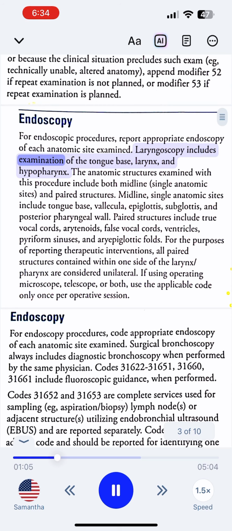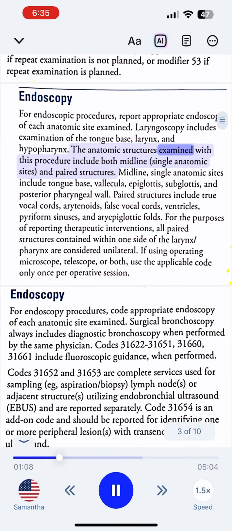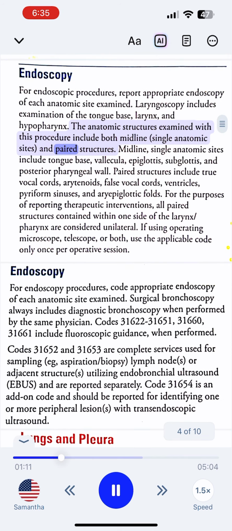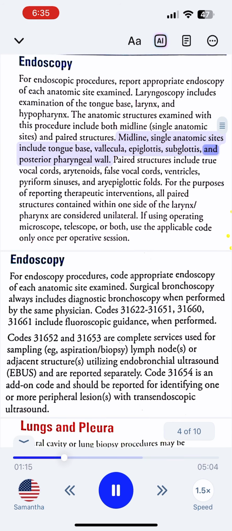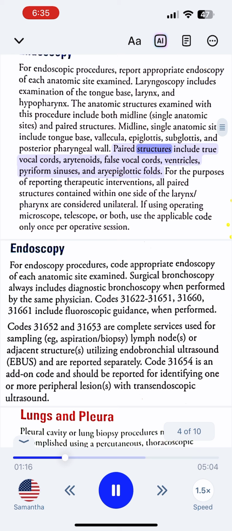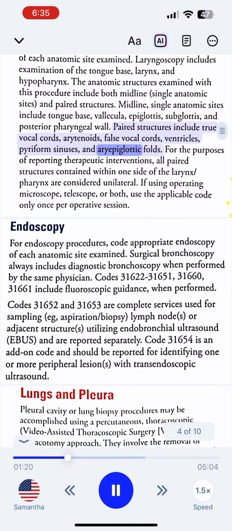Laryngoscopy includes examination of the tongue base, larynx, and hypopharynx. The anatomic structures examined with this procedure include both midline, single anatomic sites, and paired structures. Midline, single anatomic sites include tongue base, vallecula, epiglottis, subglottis, and posterior pharyngeal wall. Paired structures include true vocal cords, arytenoids, false vocal cords, ventricles, piriform sinuses, and aryepiglottic folds.